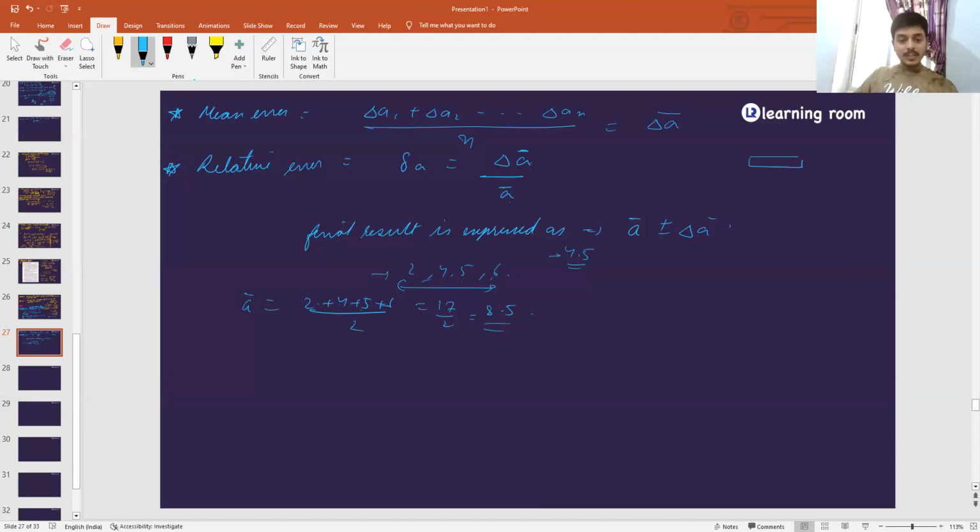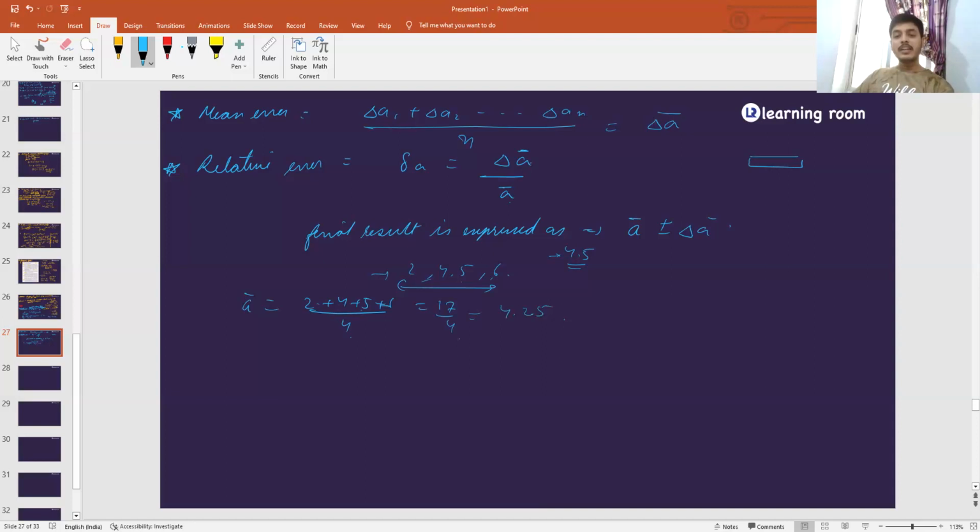Oh, I'm sorry. Why am I dividing it by 2? It should be divided by 4, because it is total observation divided by the number of observations. That's what we do. So now you're getting something like 4.25.